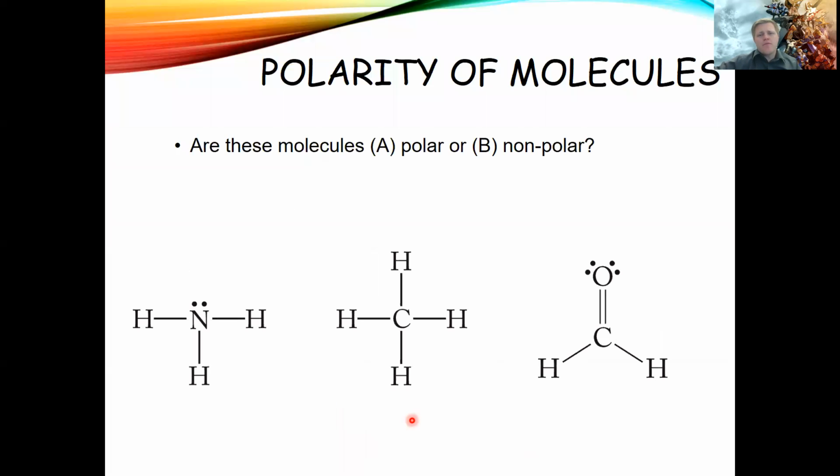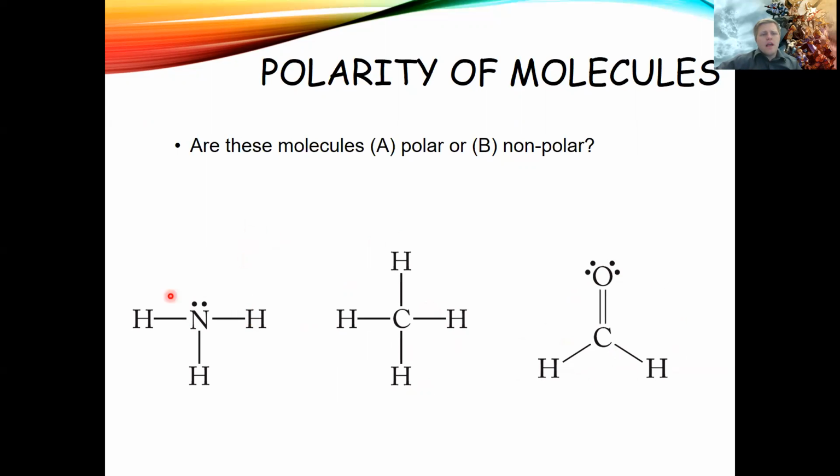I'll finish this off with one last iClicker quiz, a quiz with 3 questions. We'll go through these one by one, and I want you to tell me if it's A, polar, or B, non-polar. We'll start with NH3, and then we'll do CH4, and then we'll finish off with COH2 over here. All right, so go ahead and pause the video now and try to answer all 3 of these.